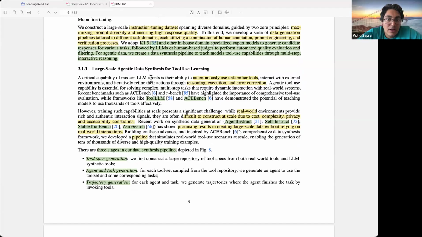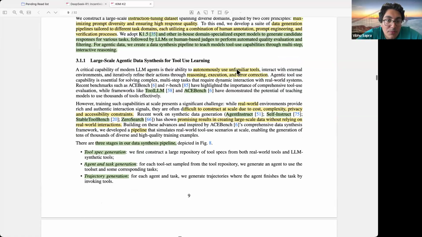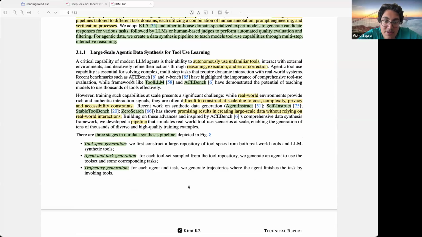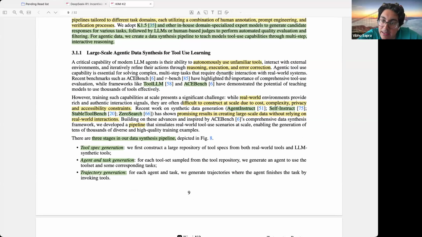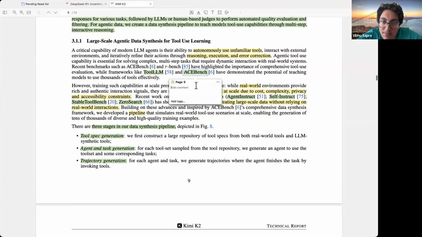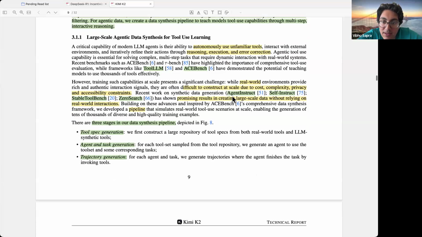Okay, large scale agentic data synthesis for tool use. Basically, we need LLMs to be able to autonomously figure out how to use unfamiliar tools, interact with external environments, and iteratively refine their actions through reasoning, execution, and error correction. So here are some papers that you should check out about how to train tool use and tool use evaluation: ToolLM, ACEBench, and then same thing with synthetic data.